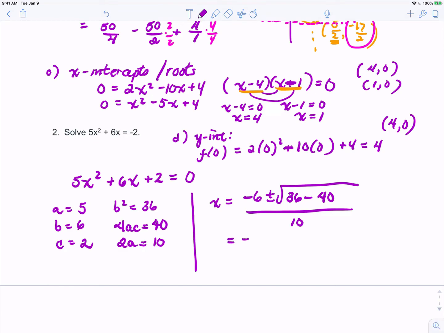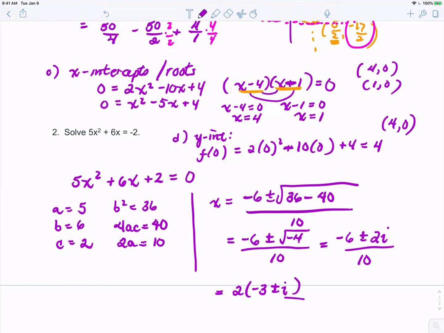So let's go ahead and simplify that. That's negative 6 plus or minus the square root of negative 4 divided by 10. We know that the square root of 4 is 2 and the square root of negative 1 is i. So we have negative 6 plus or minus 2i over 10. And the finishing touch is to factor the greatest common factor in the numerator. So that would be 2 times negative 3 plus or minus i over 10. And we know that 2/10 is the same as 1/5. So we have negative 3 plus or minus i over 5.